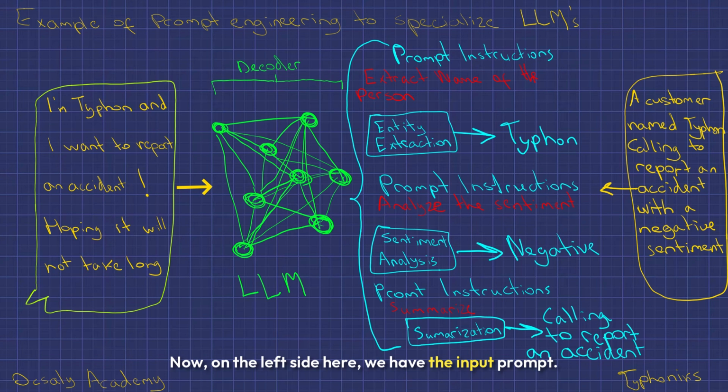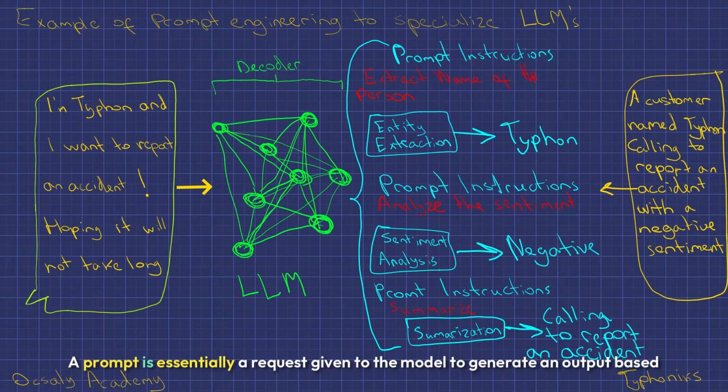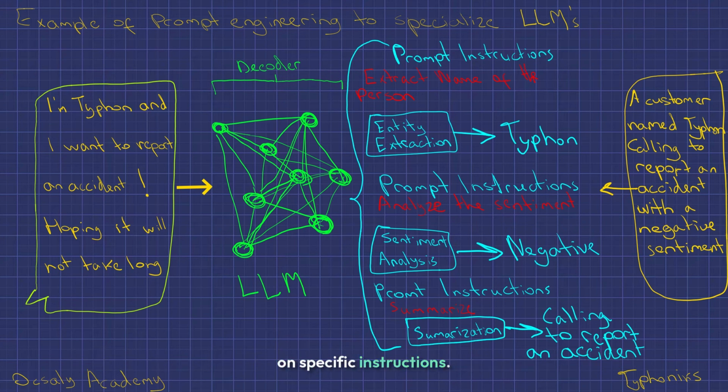Now, on the left side here, we have the input prompt. This is step 1. On the left side, we see an input message: "I'm Typhoon and I want to report an accident, hoping it will not take long." Now, this text serves as the input prompt to the large language model. A prompt is essentially a request given to the model to generate an output based on specific instructions.